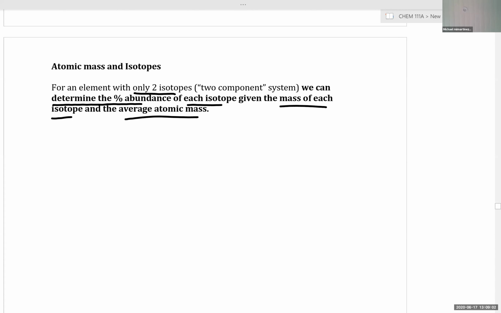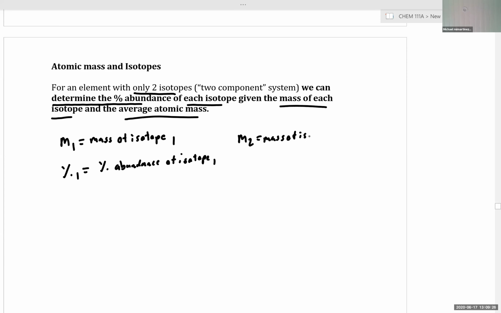So let's talk about our variables. I'm going to call M1 the mass of isotope 1, and %1 will be the percent abundance of isotope 1. M2 is going to be the mass of isotope 2, and %2 will be the percent abundance of isotope 2.